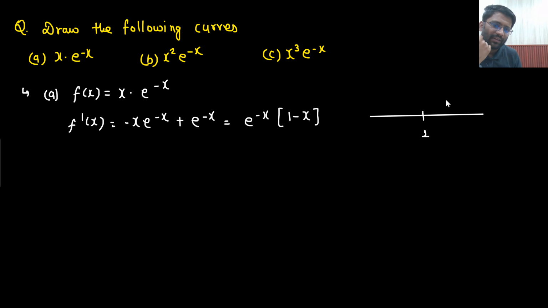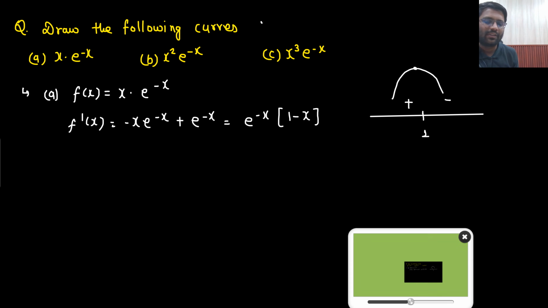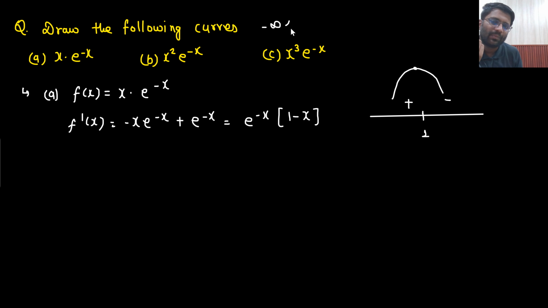Root will be at 1. Here negative, here positive. Increases and then decreases, right? Increases and then decreases. This kind of graph will be there. And yeah, we are going to draw these graphs for all x, from minus infinity to infinity. Although majorly it will be asked for 0 to infinity, but let's draw it from minus infinity to infinity.